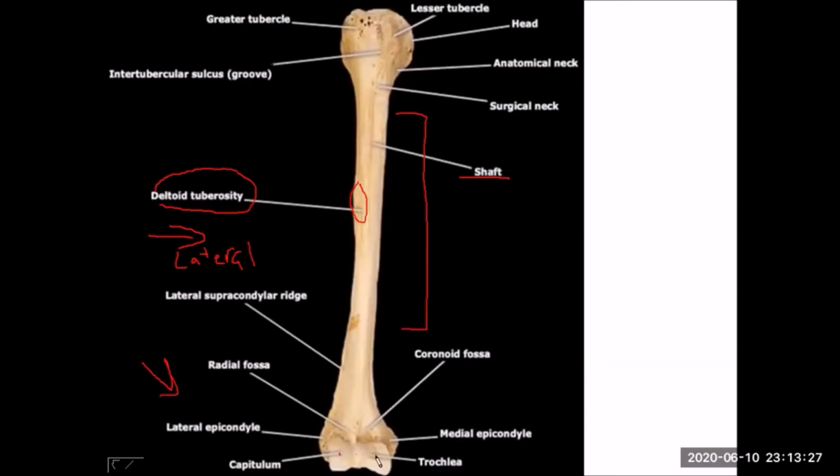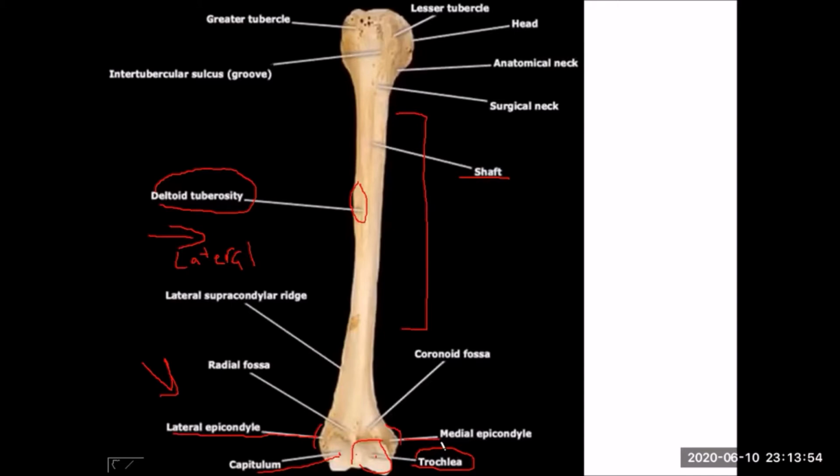There are 1, 2, 3 bulging areas there. Of those three, the medial two make up the trochlea, and the lateral third bulge is the capitulum. Surrounding each of those, there's a lateral epicondyle versus the bigger protrusion of the medial epicondyle.